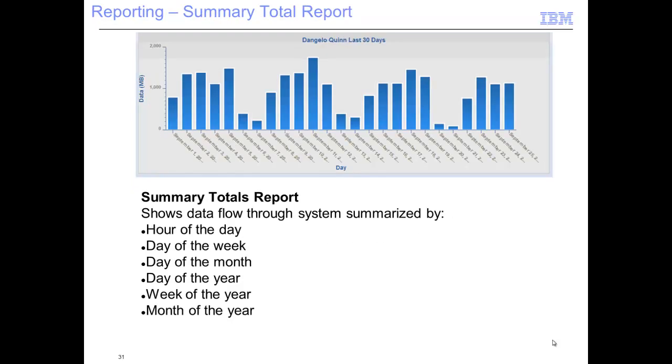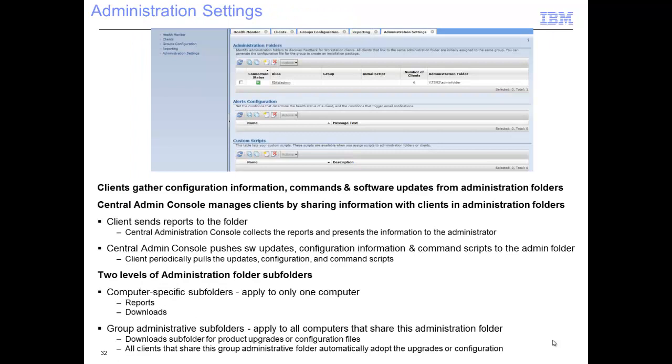There's also a summary total, which can summarize data by, for instance, the hour of the day, the days of the week, the days of the month, the days of the year, the week of the year, or the month of the year. And so here we're showing a particular client over the last 30 days. Now there are various settings that the administrator can manipulate. These include the alerts that we spoke about, as well as being able to create custom scripts. We can put a script out there that'll then be pushed out to the individual clients.